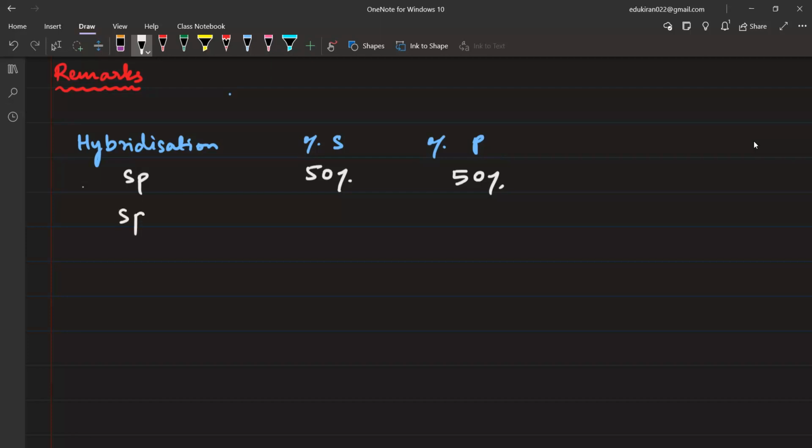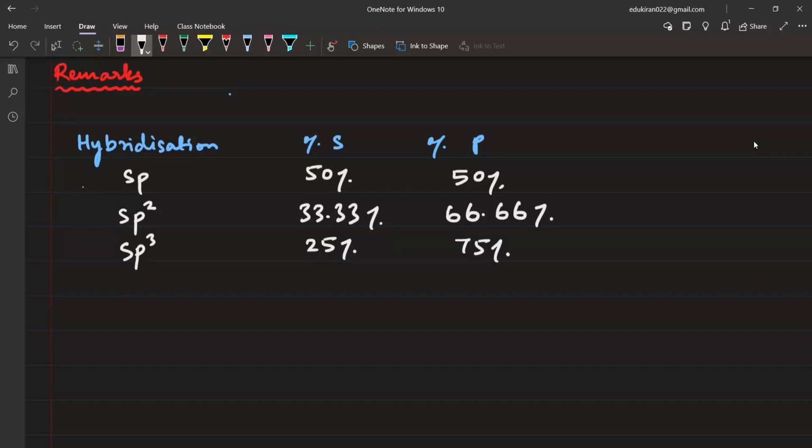When I have sp2, then I am using one s orbital and two p orbitals, right? There are two orbitals which are of p subshell. So in this case, we'll be having 33.33% of s and 66.66% of p character because we have more p. In the case of sp3, I will be having 25% s and 75% p. Is that clear? Yes or no? Please tell me. Yes. Okay. Now please listen very carefully.